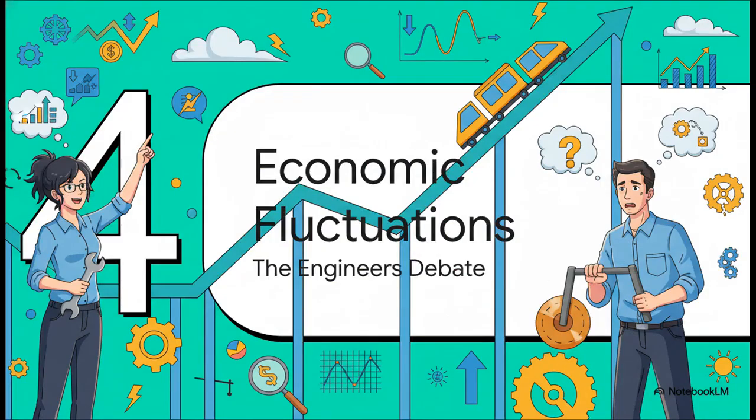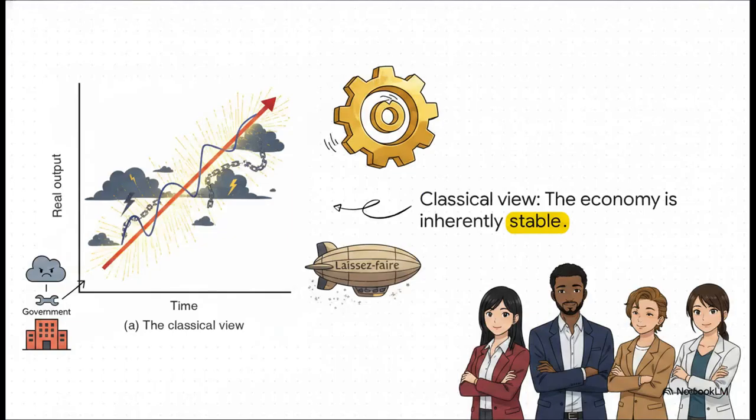Section 4. Causes of economic fluctuations, the engineers' debate. Surprisingly, economists do not entirely agree on what actually causes these swings. First up is the classical view. Classical economists argue that the economy is inherently stable. Left entirely alone, it just cruises smoothly upward. In their view, any disruptive wavy cycles are caused by exogenous or outside disturbances. Usually, they point the finger right at faulty government policy, throwing the machine out of balance. Their solution? No government intervention. Just let the free market self-correct.